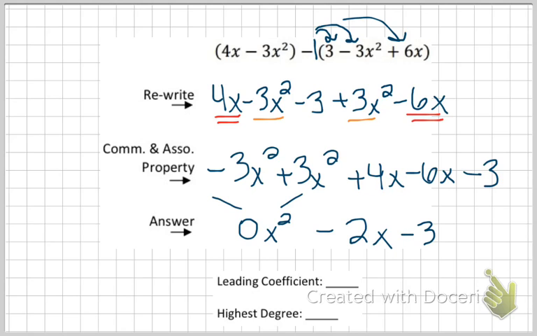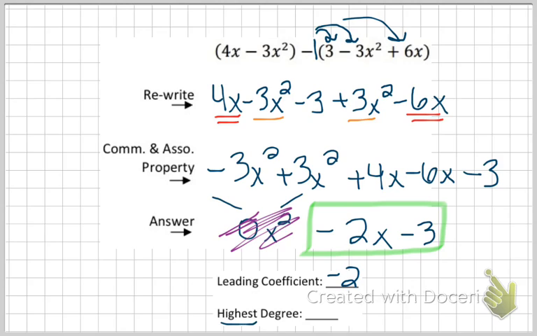Who is the leader of this final answer? Now before you say 0, it is not 0. Why isn't it 0? Because that's not really there. If it's a 0, then it's not really there. So that means that this is our final simplified answer. That's the one we paid attention to. So in this case, the leader is a negative 2. And the highest degree, the power of this x, there's a 1, so the highest degree is a 1.